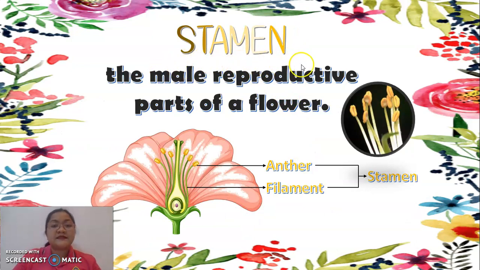Next, stamen. The stamen is the male reproductive part of a flower. Stamen has two parts, the anther and the filament. When you see a flower with a circular part on a long body, that is the anther and the filament.